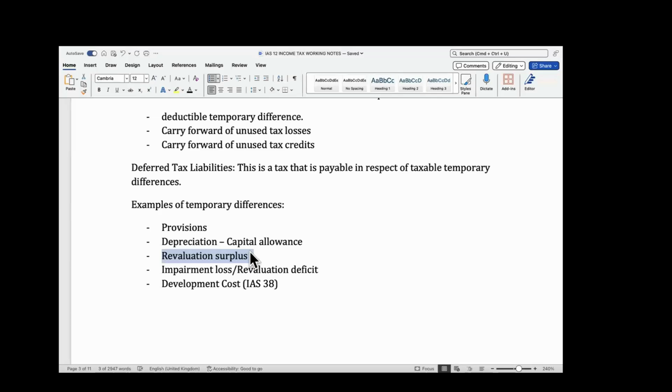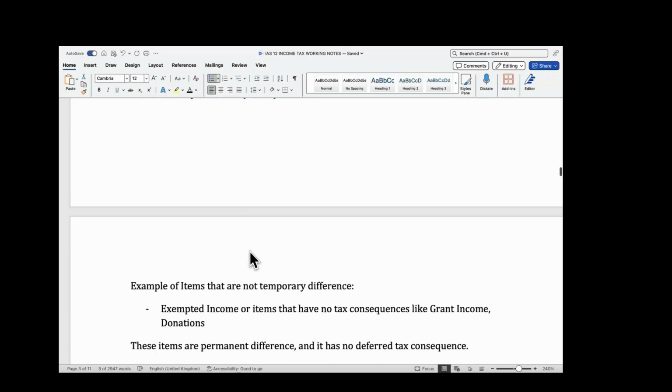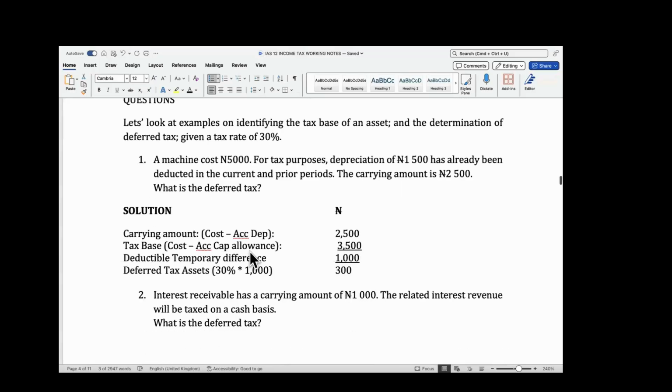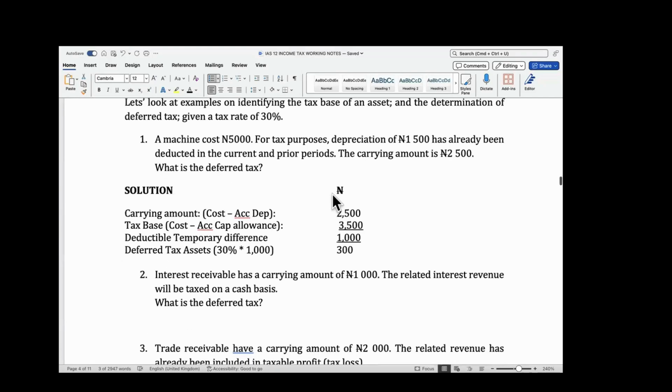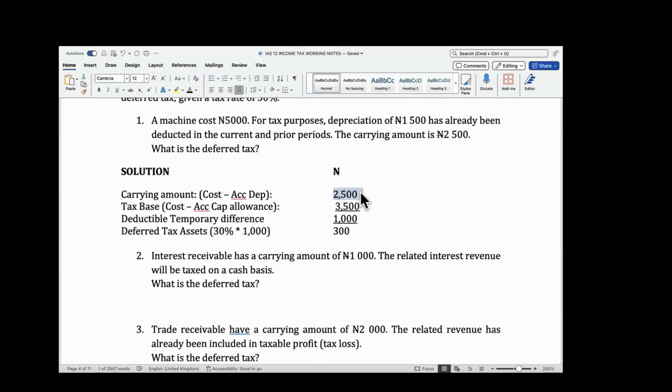So the way I need you to look at it is when you're going to pay less tax or when you're going to enjoy a deduction in the future, that is a deductible temporary difference. But when you're going to pay more taxes in the future, that's a taxable temporary difference. In this case now, the depreciation I'll recognize is 2.5. The deduction I will get is 3.5.